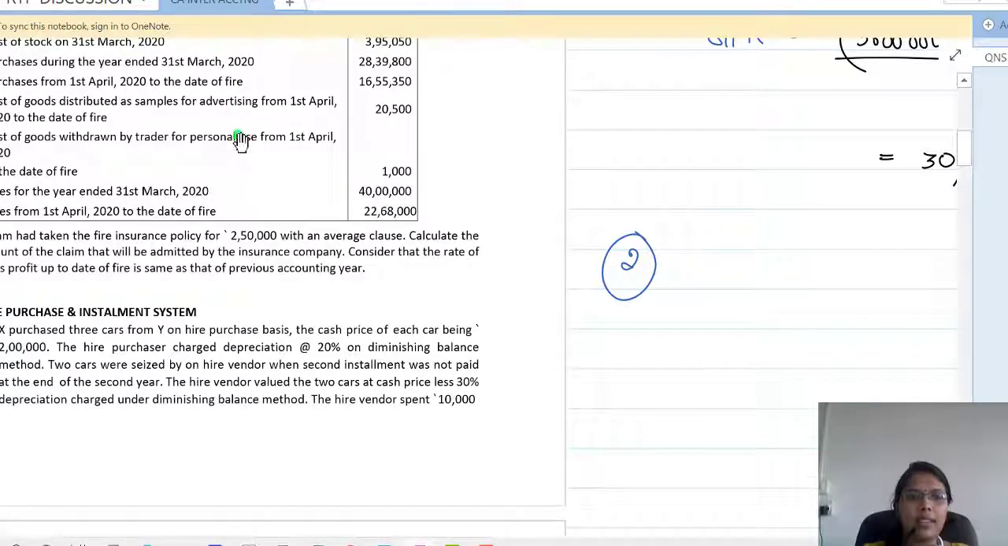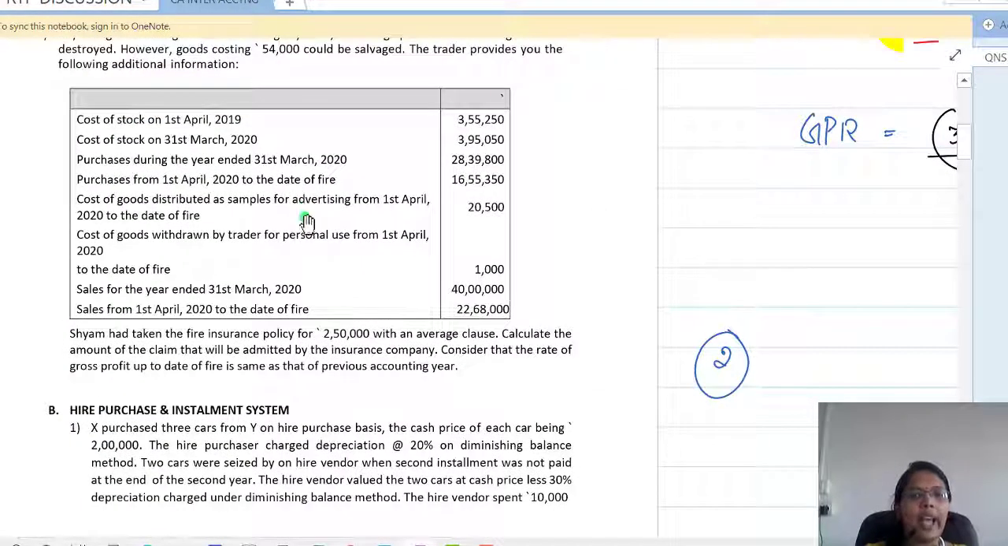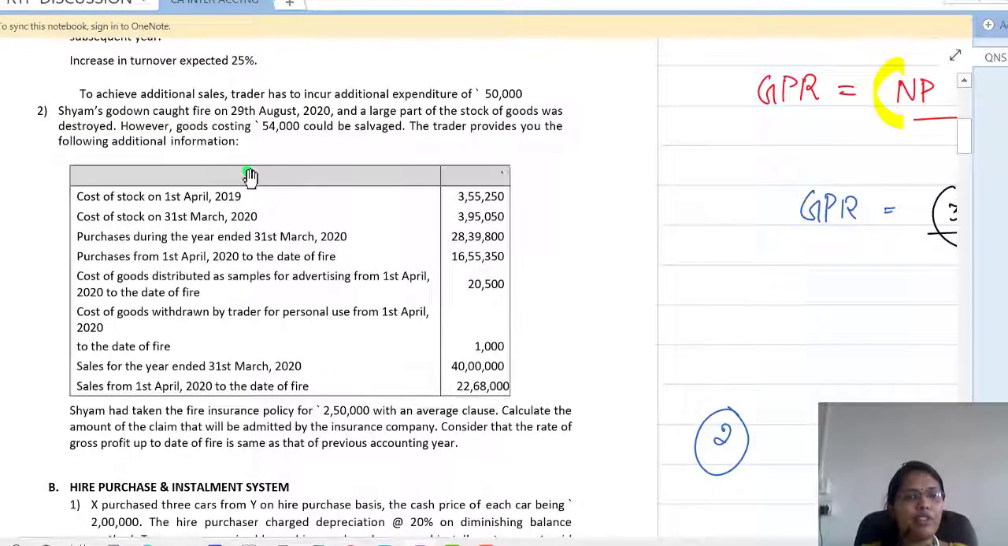In some cases, the previous year's GPR will directly be given. In some cases, it will not be given. We will have to find it out. This question is such a question wherein we will have to find out what is the GPR of the previous year. To find out the GPR of the previous year, they have given us certain information which will assist us in finding out that ratio. So before that, let us find out what is the date of fire.